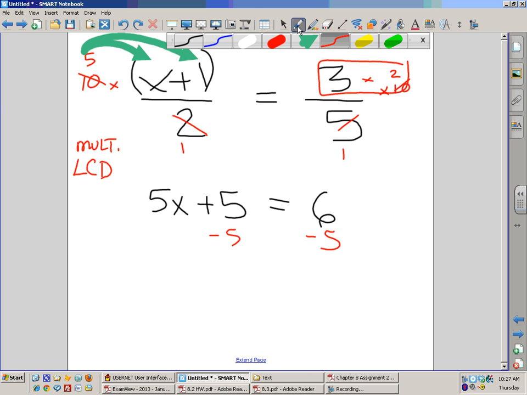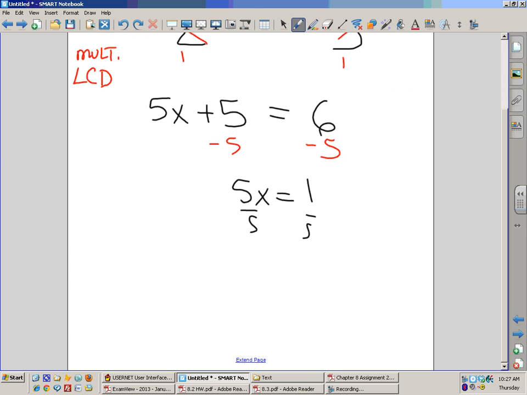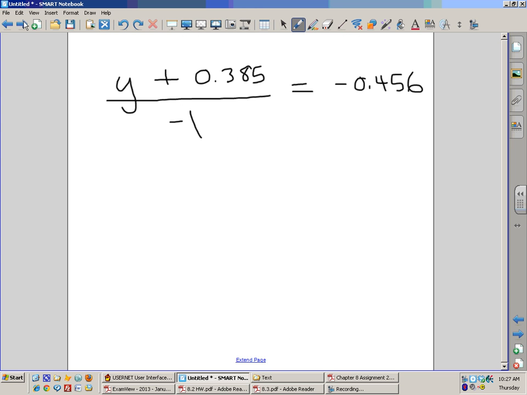We end up with 5x plus 5 equals 6. We end up with 5x equals 1. Divide both sides by 5, and we get x equals 1 over 5. Again, don't be afraid to leave it as a fraction. I think that's my last example. Oh, here's one more example.